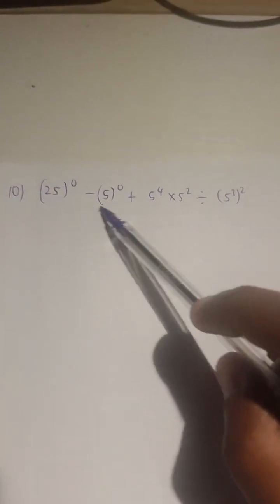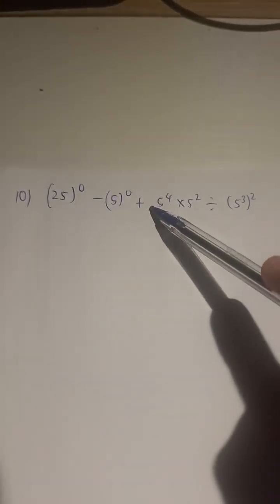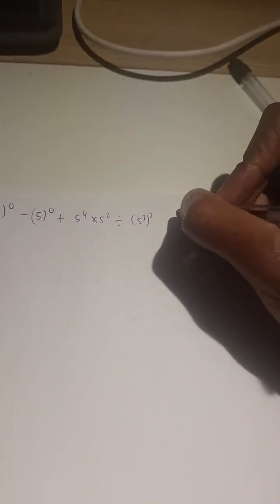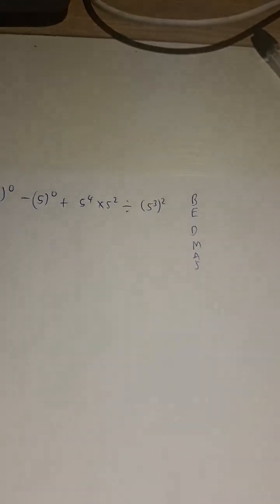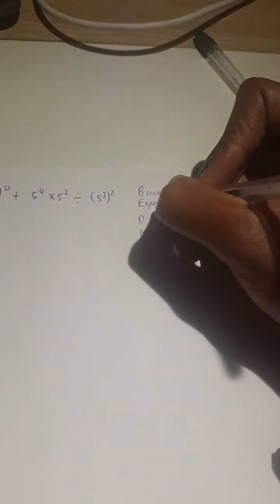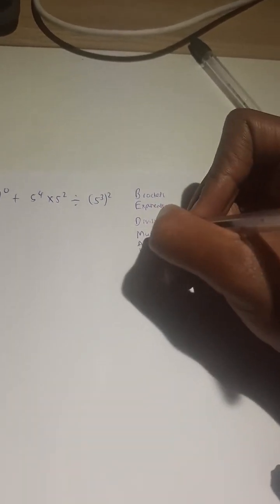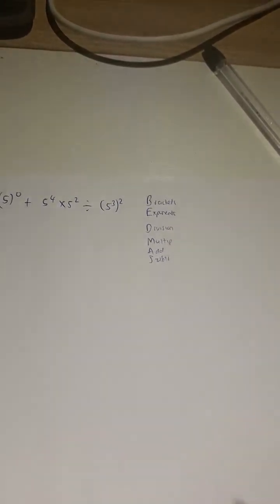Guys, as a grade 9 learner, you should be able to see that here we have many operations. We have a minus sign, a plus sign, a multiplication sign, a division sign. So what does that say to you? It says we need to apply BEDMAS. Brackets get first priority, then exponents, in that order, division, multiplication, addition, and then subtraction in that order.